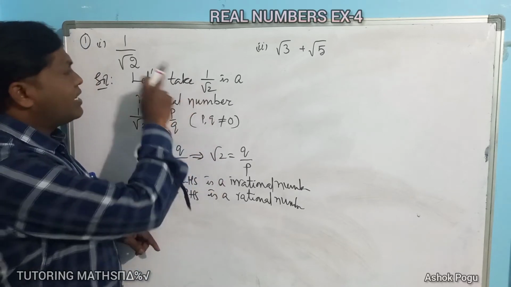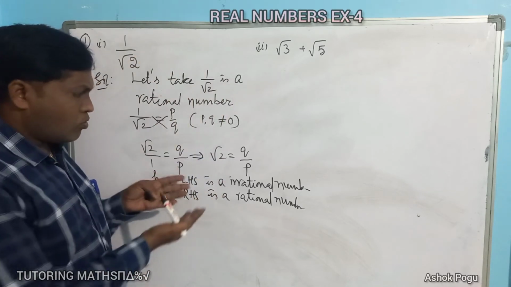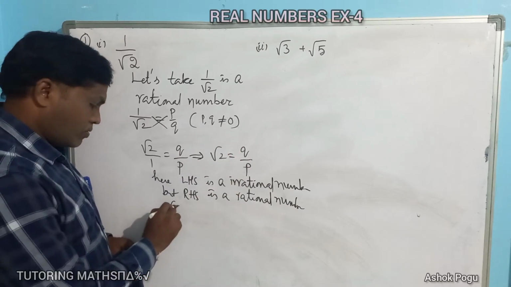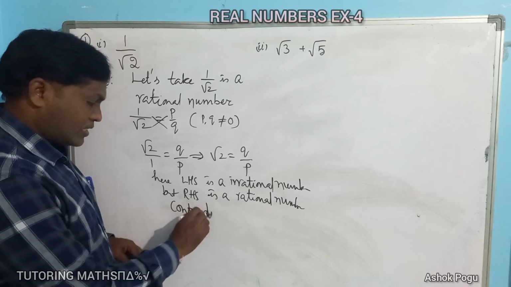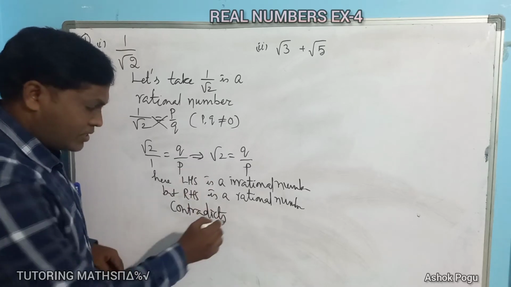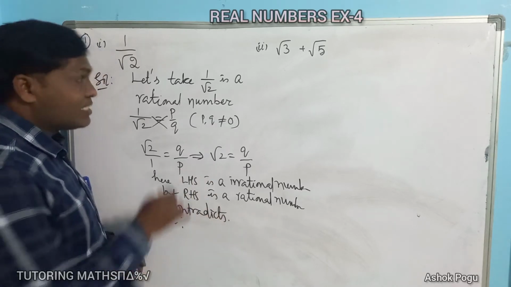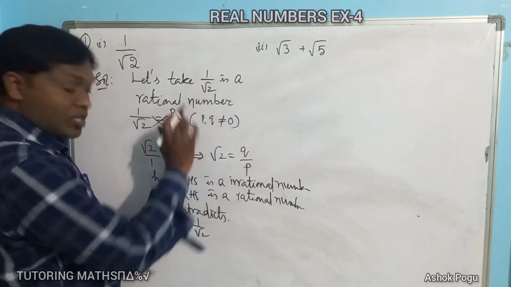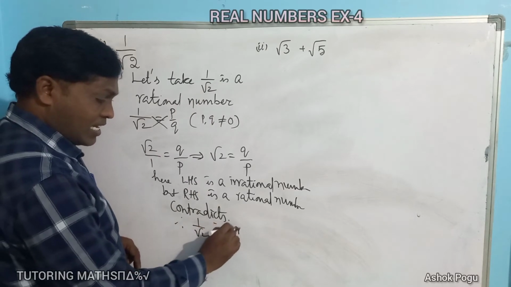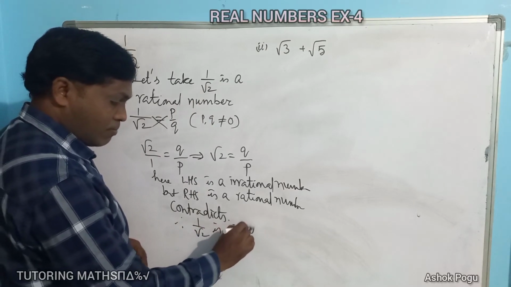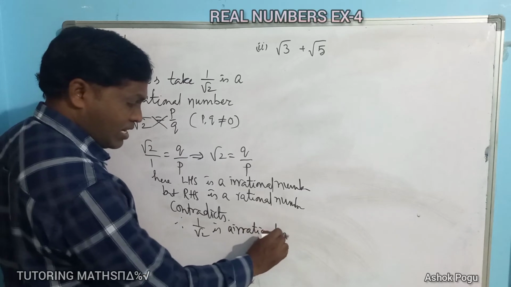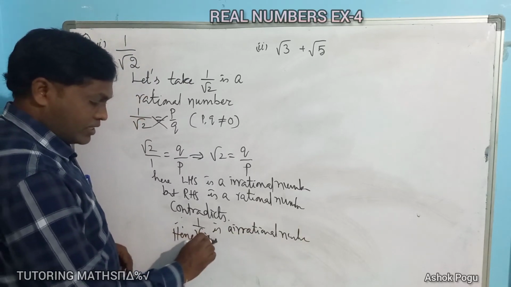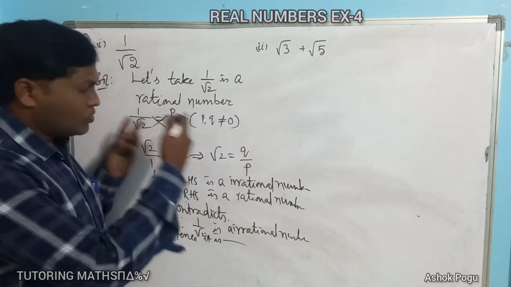So we have taken it as a rational number. No, it is not a rational number. Here root 2 is an irrational number, so therefore it contradicts. So therefore what is correct? 1 by root 2 is not a rational number. 1 by root 2 is an irrational number. Hence it is proved. You can write. So this is the problem.